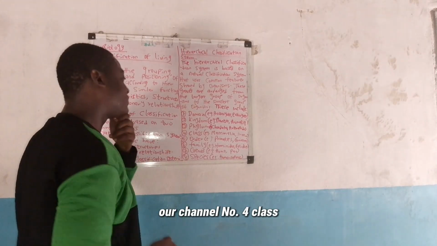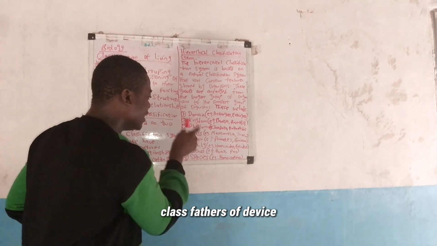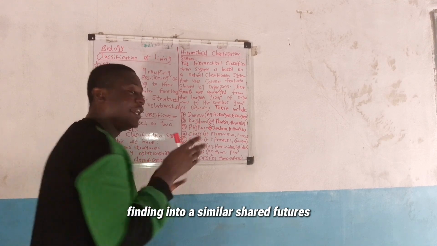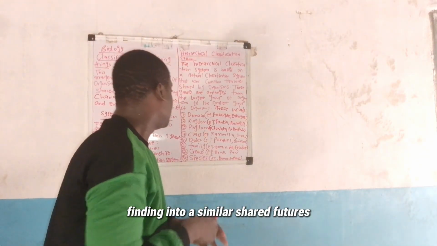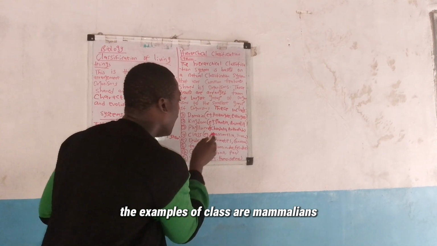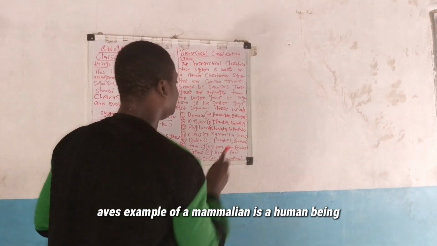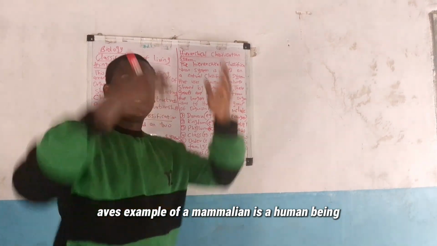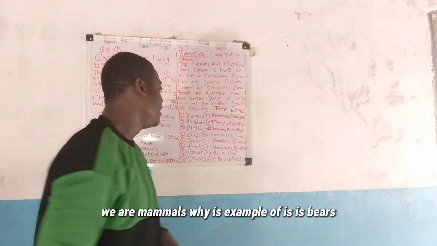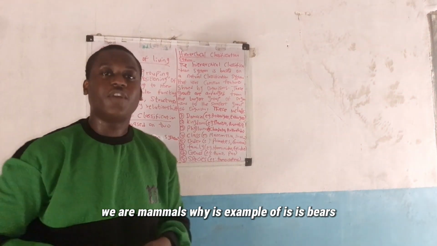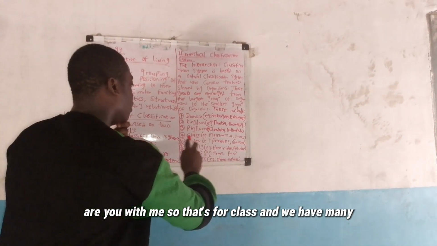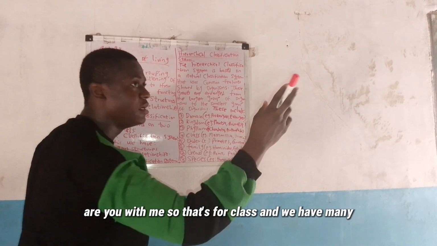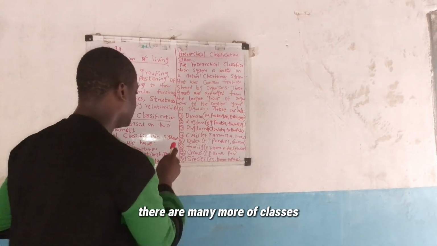Number four, class. Class further subdivides phylum into similar shared features. Now, examples of class are Mammalia and Aves. An example of a mammalian is we human beings, we are mammalians. While an example of Aves is birds. Are you with me? So that's for class. And there are many more classes.